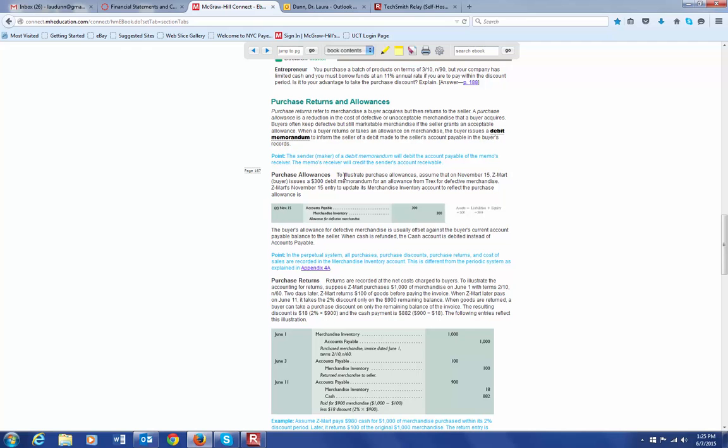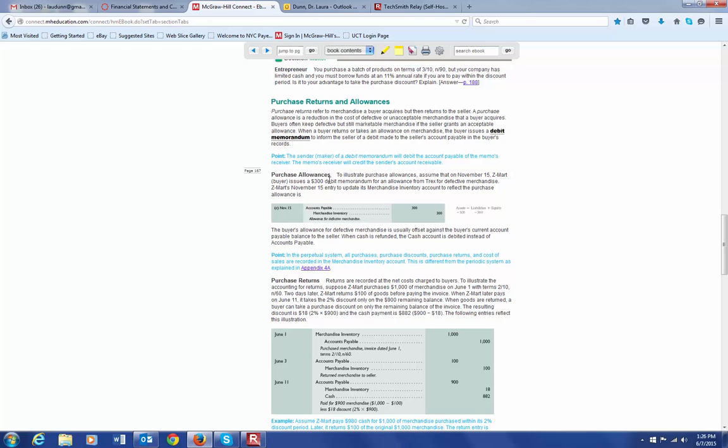What would happen in this case? Let's use this example. On November 15th, Z-Mart issues a $300 debit memorandum for an allowance from Trex for defective merchandise. So there's a $300 allowance here because something that you purchased was defective. Now you no longer owe that full $1,200. You're going to debit accounts payable to reduce the amount that you owe, but you're also going to credit the merchandise inventory account because you don't really have that merchandise. It was defective, so you either had to return it or you had to throw it away.